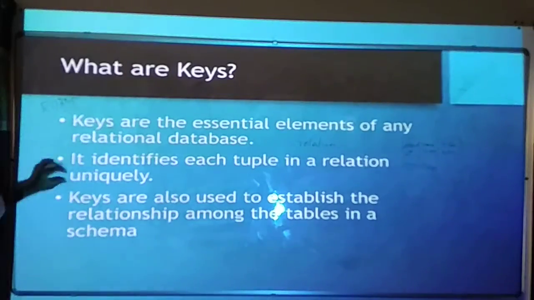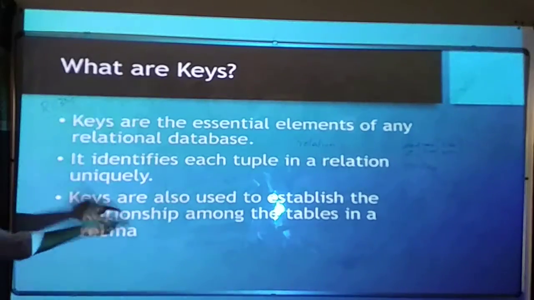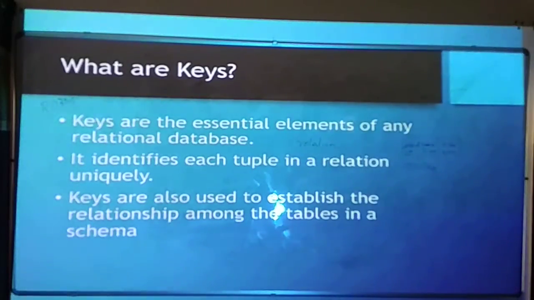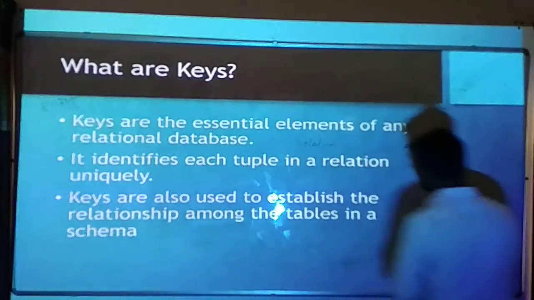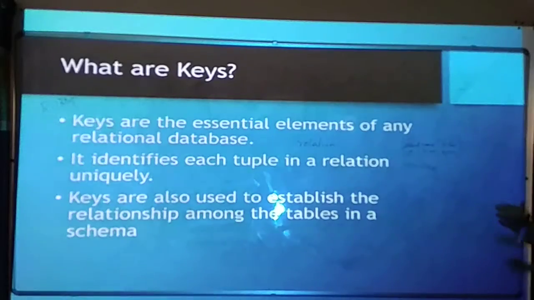In order to do so, we use keys. Keys are also used to establish the relationship among the tables. The tables that you store in your database will establish relationships. A relationship is nothing but an association between table and table. One table will have some relation with another table. The relationship is nothing but the association, showing how it is related to the other table. To establish those relationships also, we use keys.